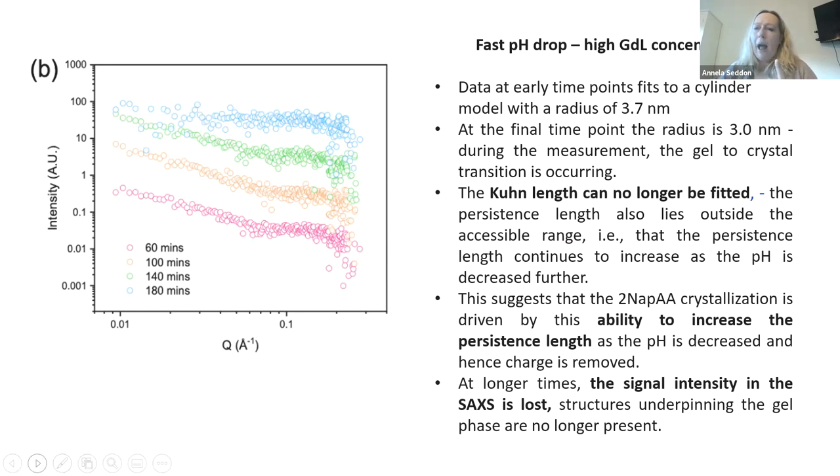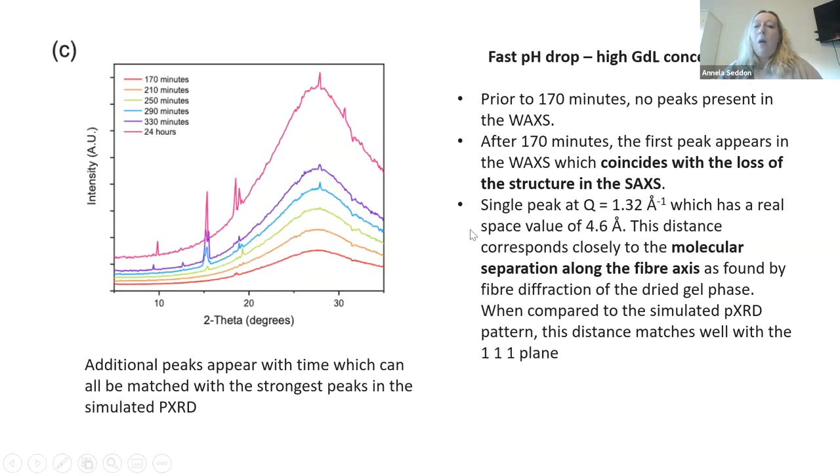So what happens in the WAXS if we're doing this in the SAXS? We've said that we've stiffened the fibers and we've got a loss of the gel state structure. Prior to 170 minutes, so prior to the gel state structure disappearing, you see nothing in the WAXS. So there's no evidence of ordering. The fibers might be stiffening, but they're not ordered. However, at the exact time point that we lose the SAXS pattern, you see the first peak in the WAXS.